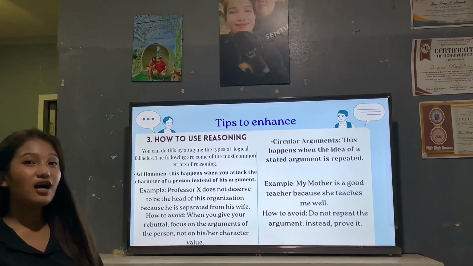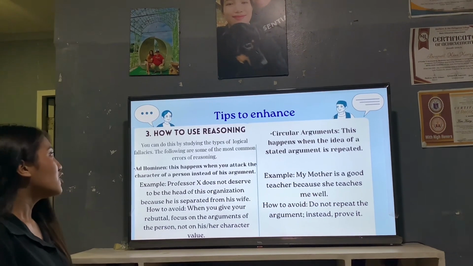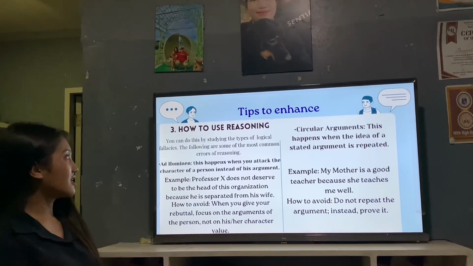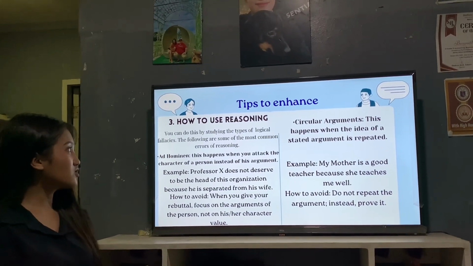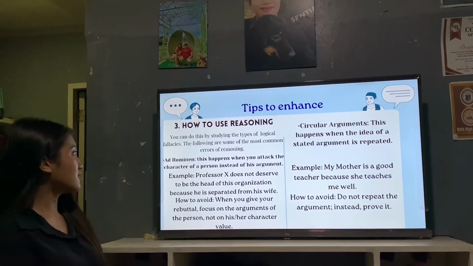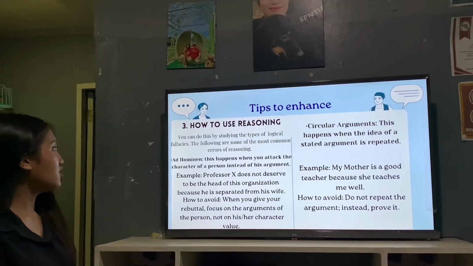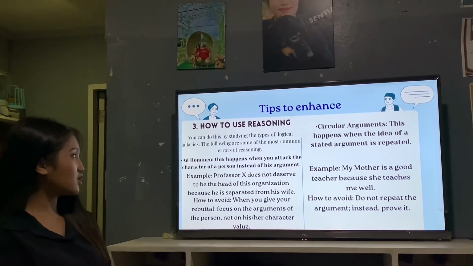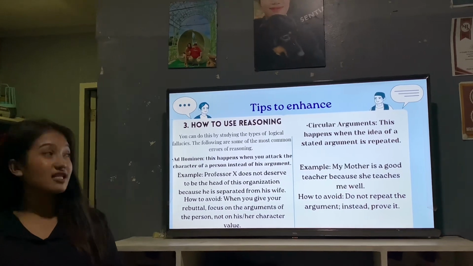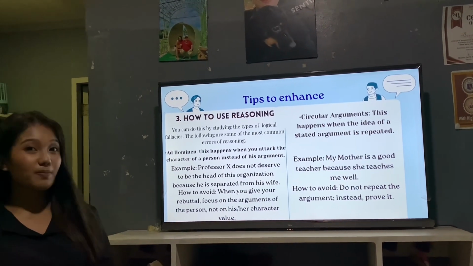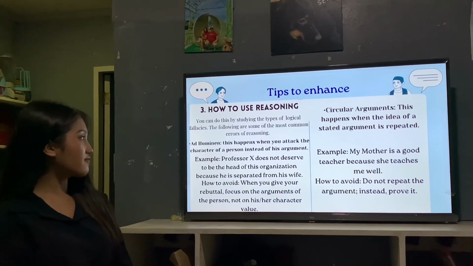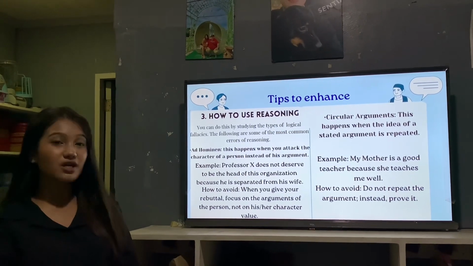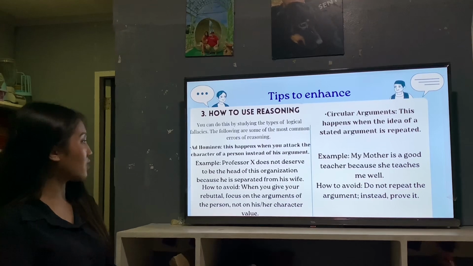Number 3, how to use reasoning. You can do this by studying types of logical fallacies. The following are some of the most common errors of reasoning. Number 1, ad hominem. This happens when you attack the character of a person instead of his argument, a personal attack. Example, Professor X does not deserve to be the head of this organization because he is separated from his wife.